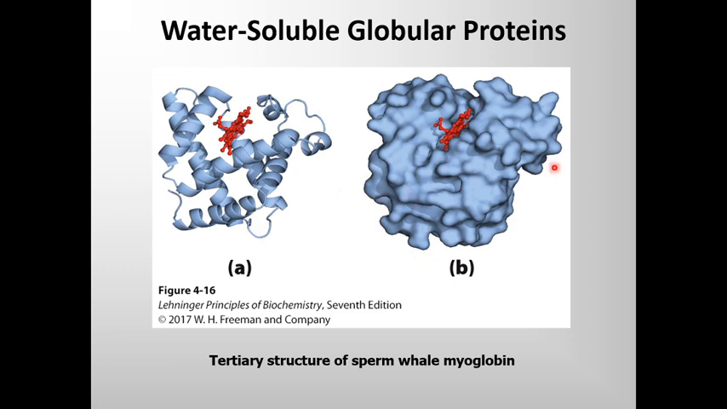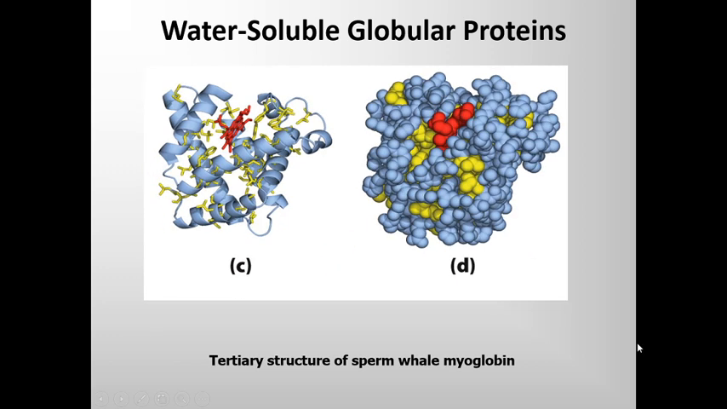Now, about the surface representation. Surface representation allows you to visualize pockets in a protein. Now, the pockets are important because that tells you whether there are some molecules that are bound to the protein. These molecules could be ligands. So, two different representations.